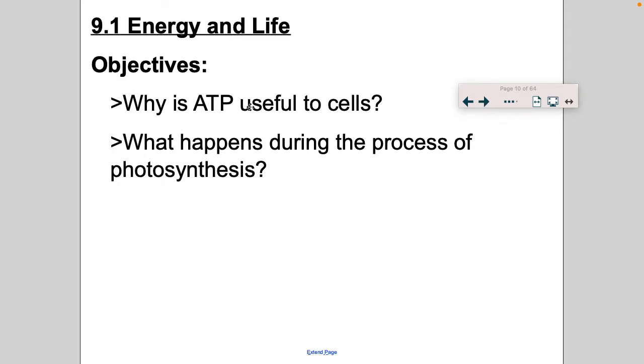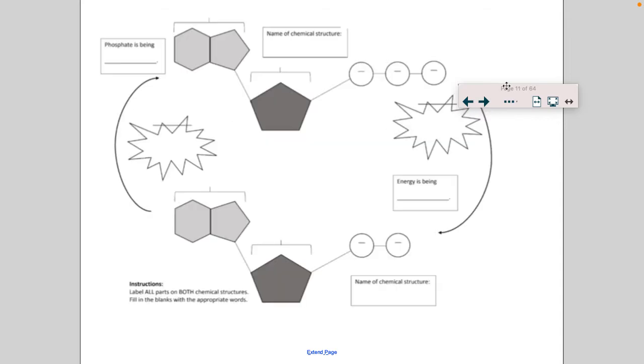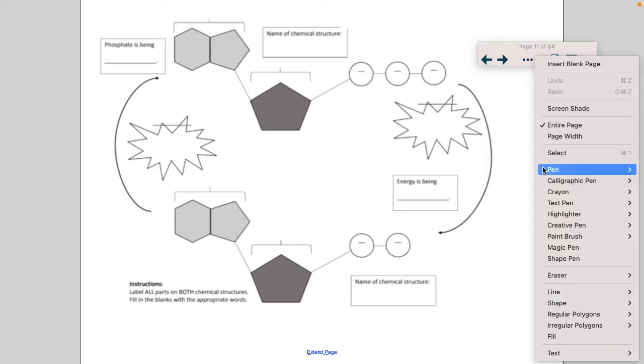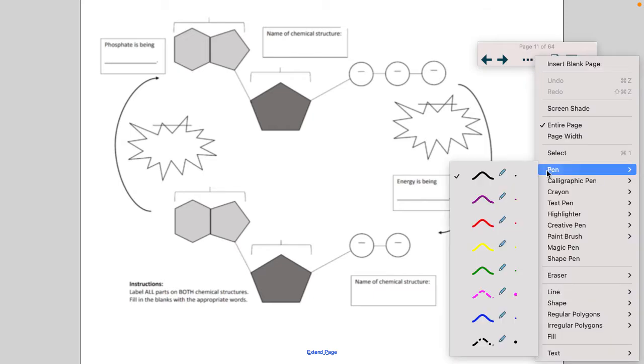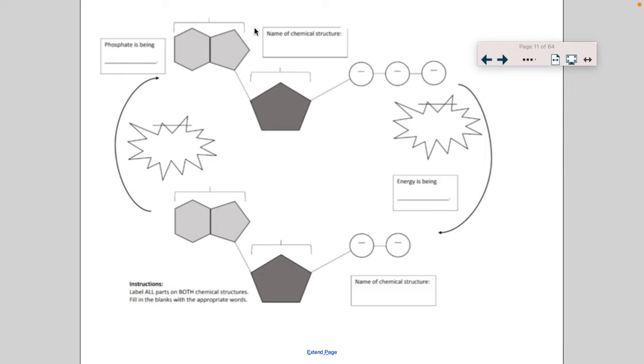Okay, so I just talked about why ATP is useful in cells and what happens during the process of photosynthesis. Now, on your assignment, you have a diagram that looks like this, and we kind of struggled with it in class, so I'm going to just touch a little bit on it here. So this is our ATP molecule, and remember that it's made up of three things. So if you looked into your notes, it's made up of an adenine group.